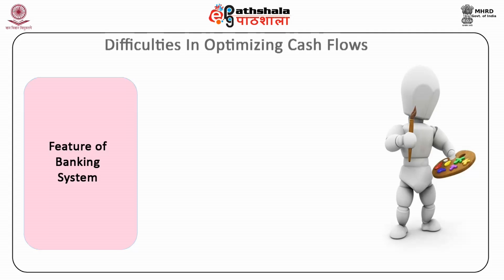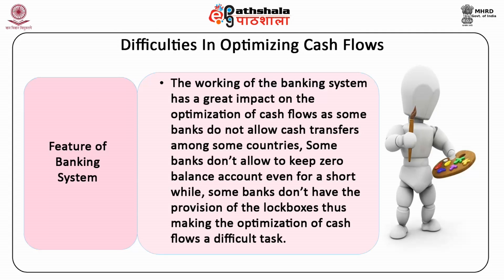Third, features of the banking system. The working of the banking system has a great impact on the optimization of cash flows, as some banks do not allow cash transfers among some countries. Some banks don't allow keeping a zero balance account even for a short while. While some banks don't have the provision of lock boxes, thus making the optimization of cash flows a difficult task.